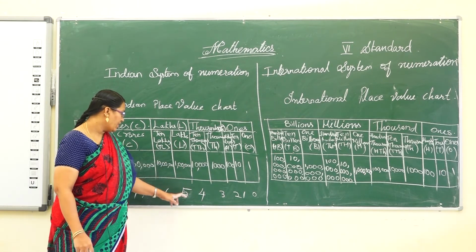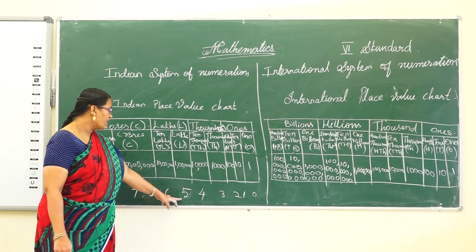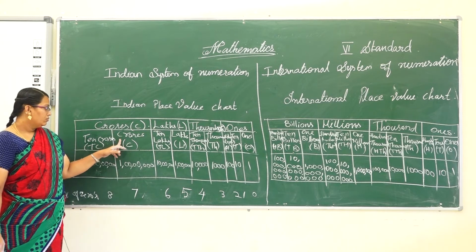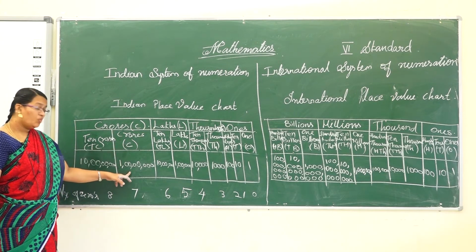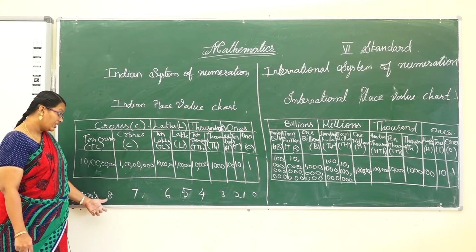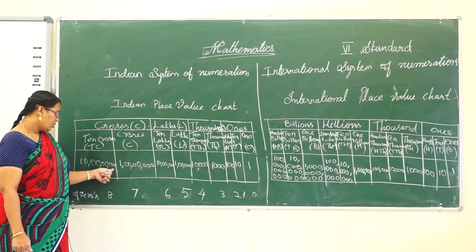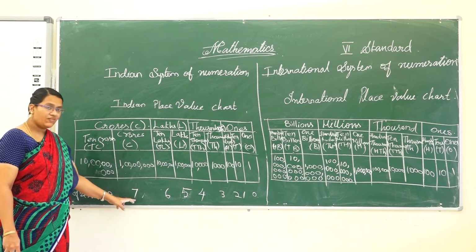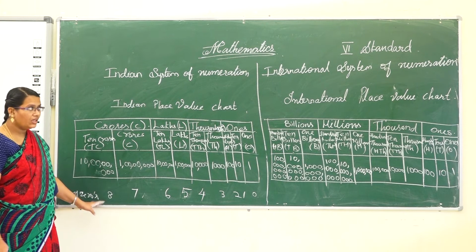So how many zeros does a lakh have? 5 zeros. 10 lakhs has 6 zeros. How many zeros does a crore have? 7 zeros. And 10 crores has 8 zeros. So crores have 7 zeros and 10 crores have 8 zeros.